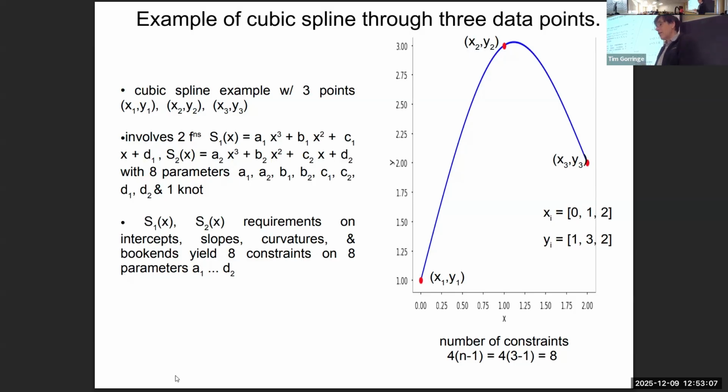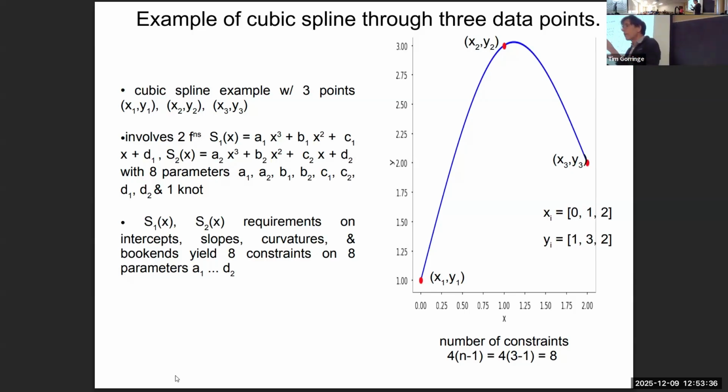So firstly, if I've got three data points and I want to use a piecewise cubic spline, there's going to be two cubics. There's going to be a cubic between the first data point, x1, y1, and the second data point, x2, y2. And then there's going to be a second cubic between the point x2, y2 and x3, y3. So we've got two cubic functions.